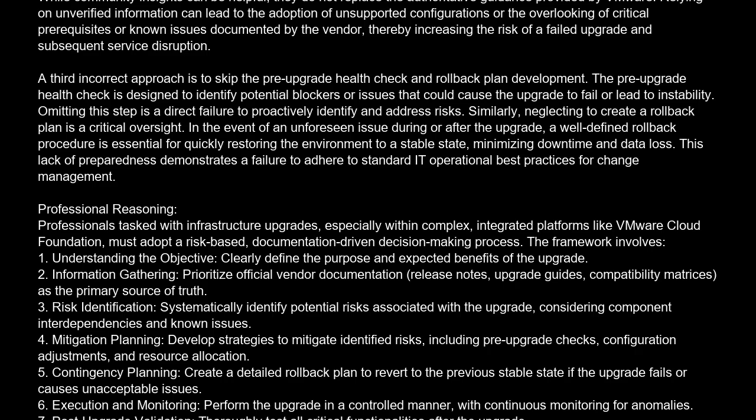A third incorrect approach is to skip the pre-upgrade health check and rollback plan development. The pre-upgrade health check is designed to identify potential blockers or issues that could cause the upgrade to fail or lead to instability. Omitting this step is a direct failure to proactively identify and address risks. Similarly, neglecting to create a rollback plan is a critical oversight.